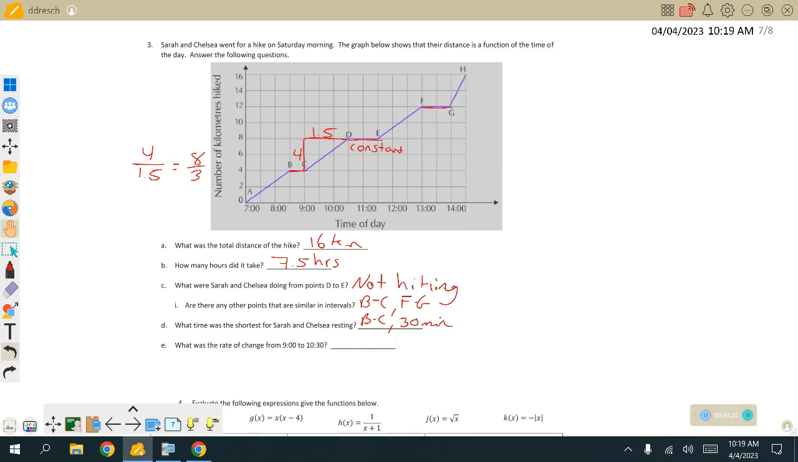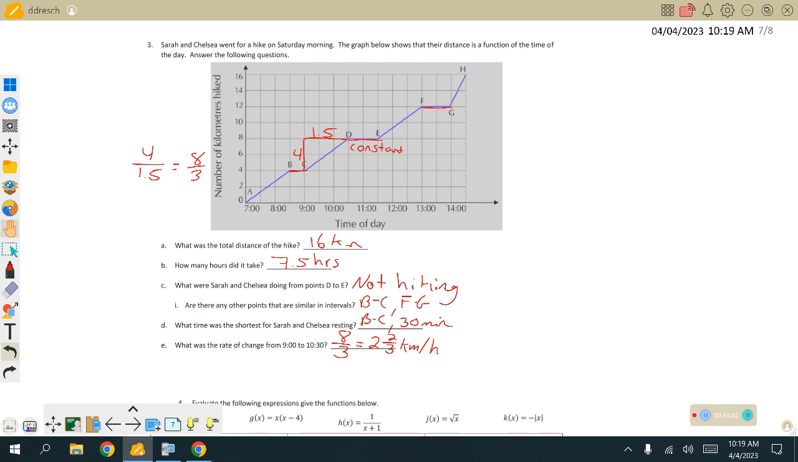So what does that mean? It means in that span from 9 to 10:30, they are hiking about 2 2/3 kilometers per hour. Okay, they're hiking about almost 3 kilometers an hour. That's what they're doing in that span of time. Okay.